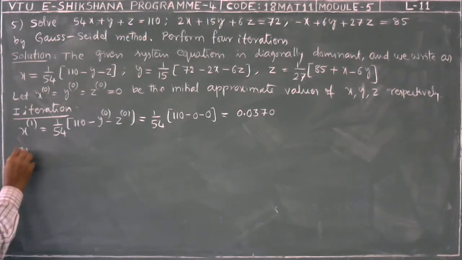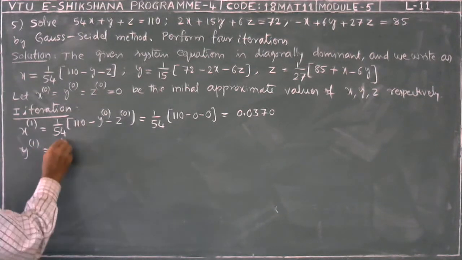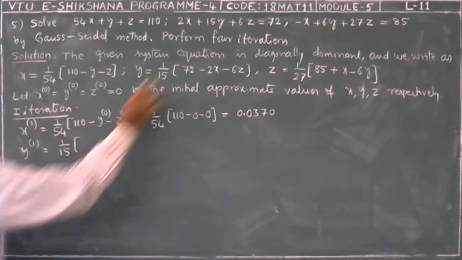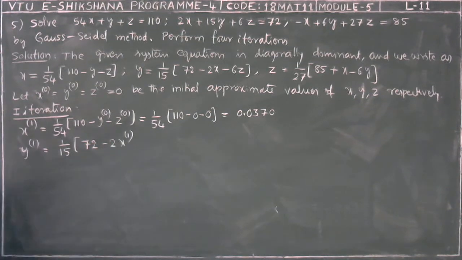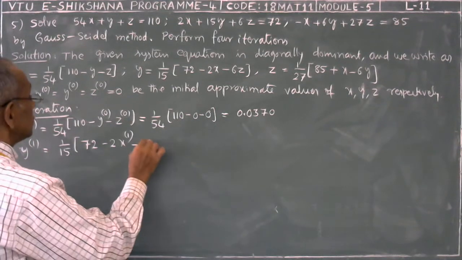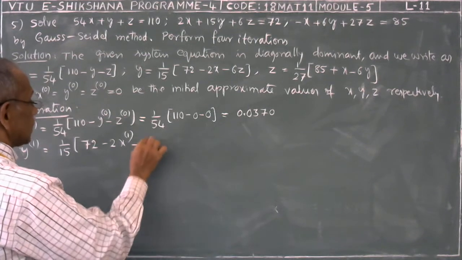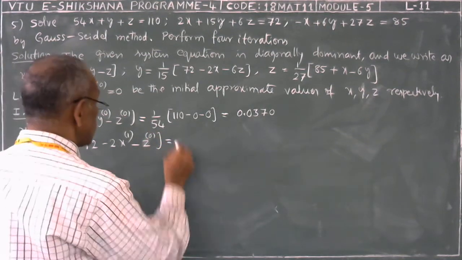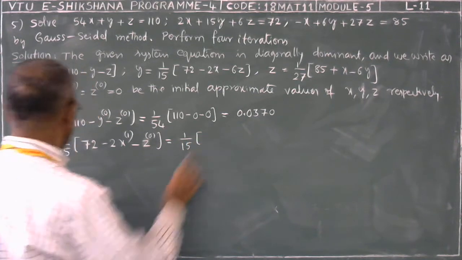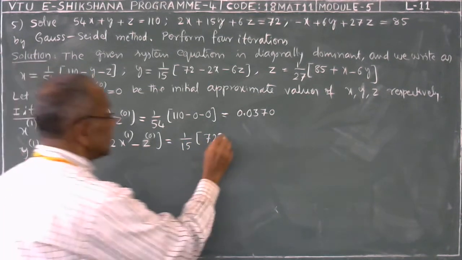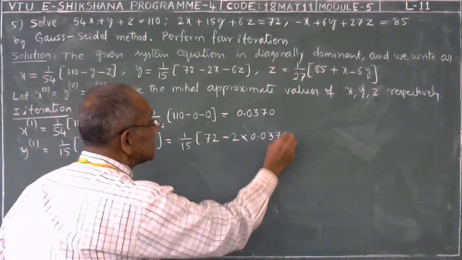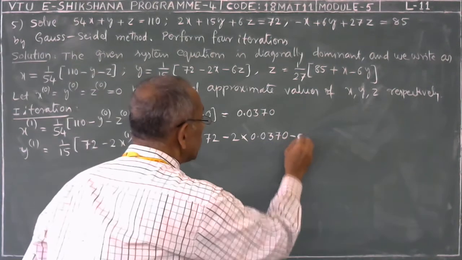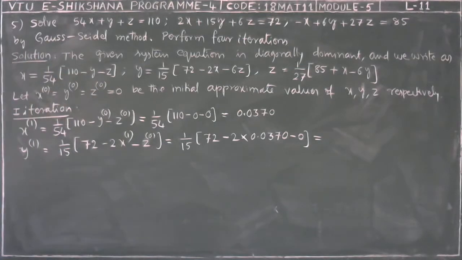Then y1, the first approximation to y, is 1 divided by 15 into 72 minus 2 into x1. We have to use the newly obtained value in the immediate next equation, minus z0. z0 is 0. So this is equal to 1 divided by 15 into 72 minus 2 into 0.0370 minus 0. So if you compute this, we get y1.